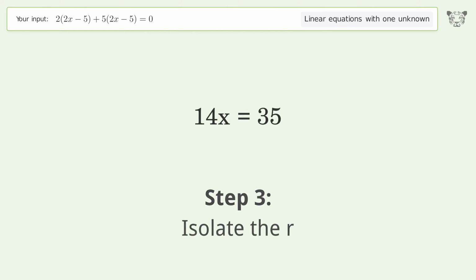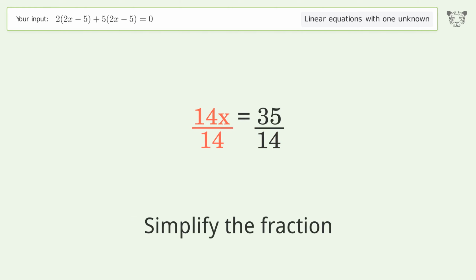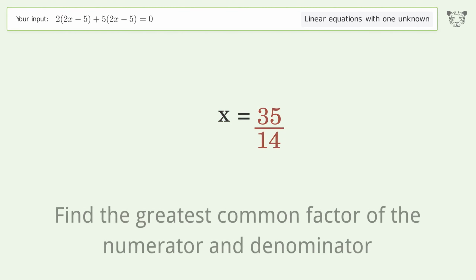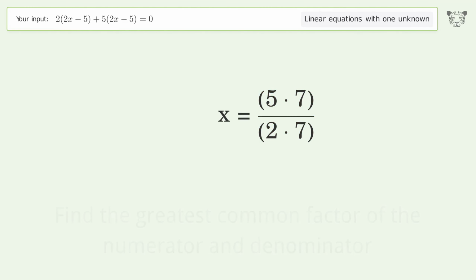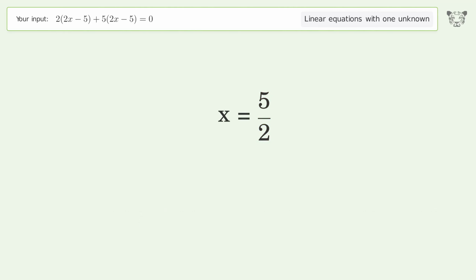Isolate the x. Divide both sides by 14. Simplify the fraction. Find the greatest common factor of the numerator and denominator. Factor out and cancel the greatest common factor. And so the final result is x equals 5 over 2.